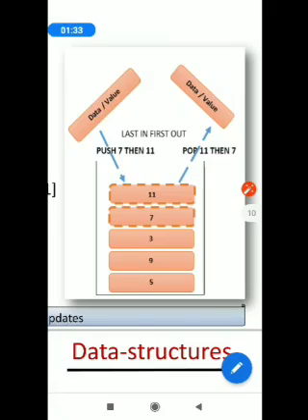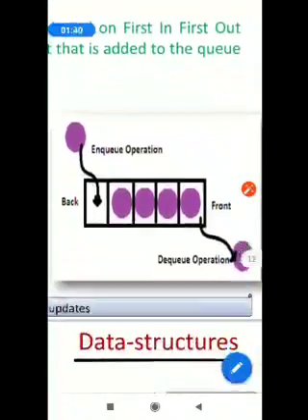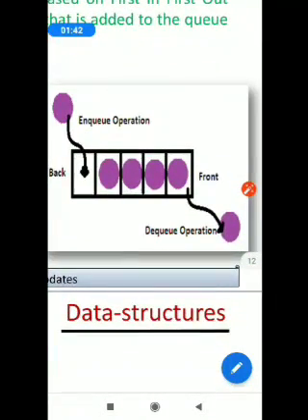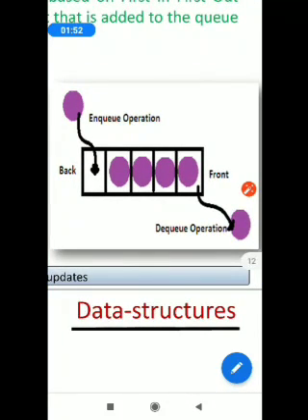So the characteristic pointer of stack is called the top pointer, and in case of Q the characteristic pointers are front and rear. Front is used for deletion or DQ operation, and back or rear is for NQ operation or insertion into the Q.